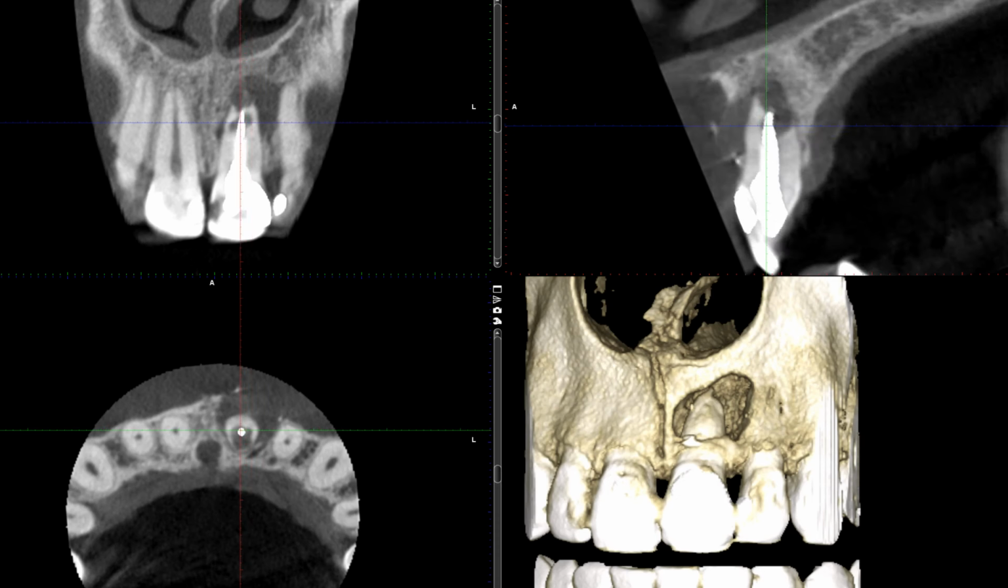So I think the best recommendation is to do a biopsy of this tooth at the time of the extraction, just to have a definitive diagnosis of this being an apical inflammatory lesion.